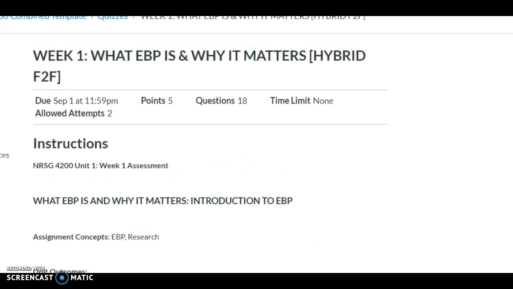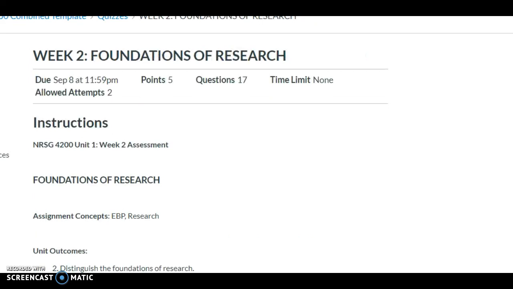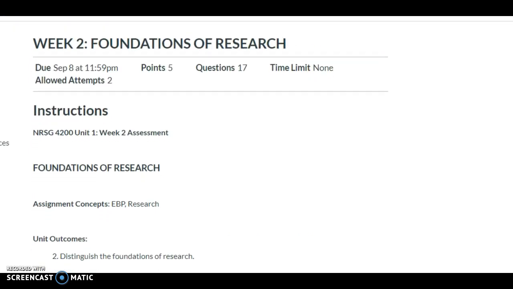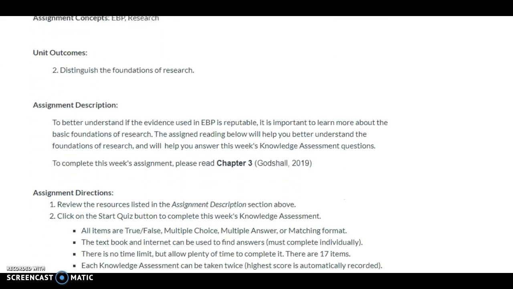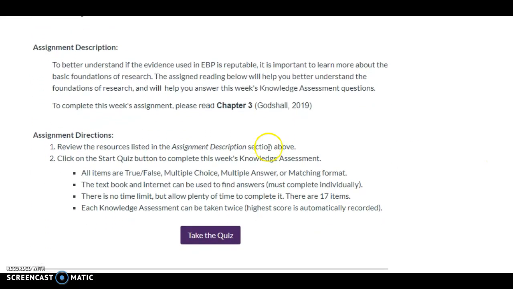So it's mostly based on those videos. When you go into week 2, it's a very similar setup. You'll notice that there's the assignment concepts, unit concepts, assignment descriptions. This one is skipping all the way forward to chapter 3. We're skipping over chapter 2 for the moment. And then the directions. This is also the same quiz format that you'll do in week 1. There are only 17 questions on this one, and similar to the other time, you have 2 chances, and your highest score is automatically recorded.